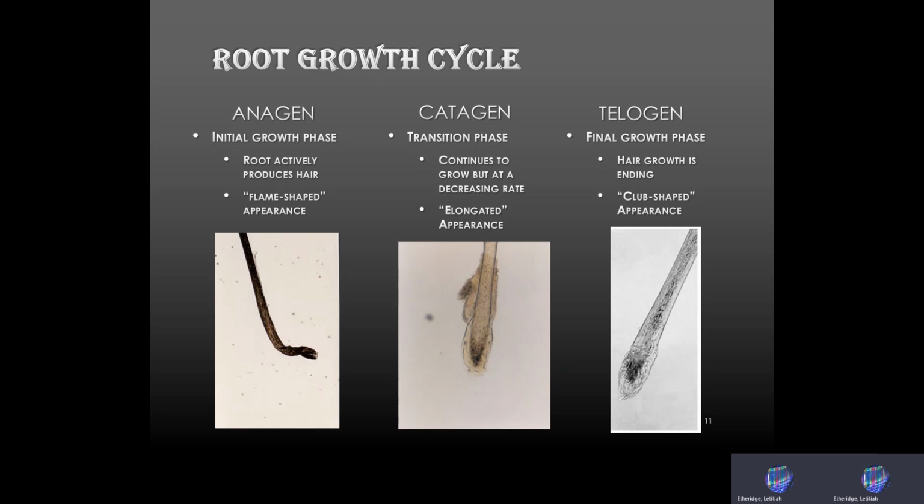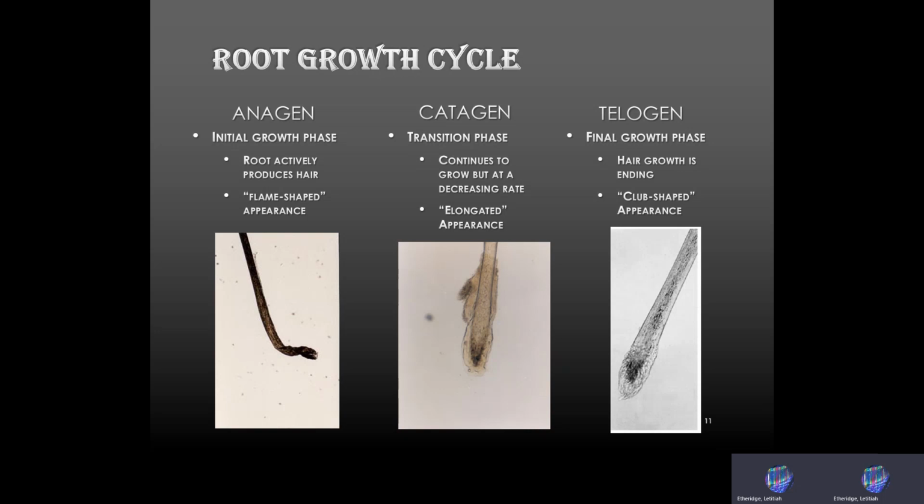When we move on to the middle cycle, that is catagen, and that is the transition phase. Basically, it means that it's going to continue to grow, but it's going to continue to grow at a decreasing rate. And because of that, it has an elongated appearance.